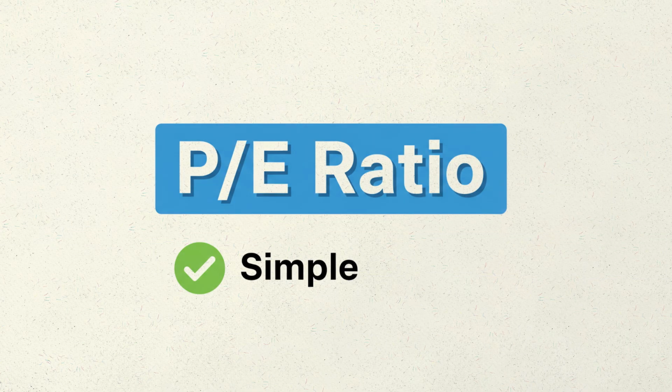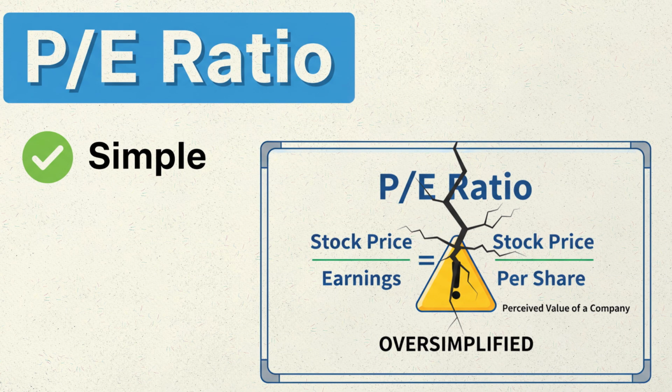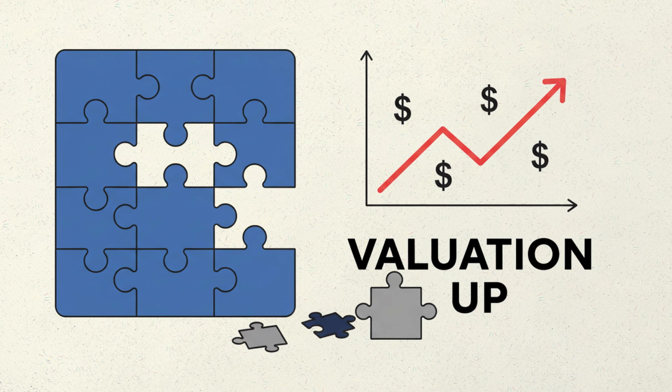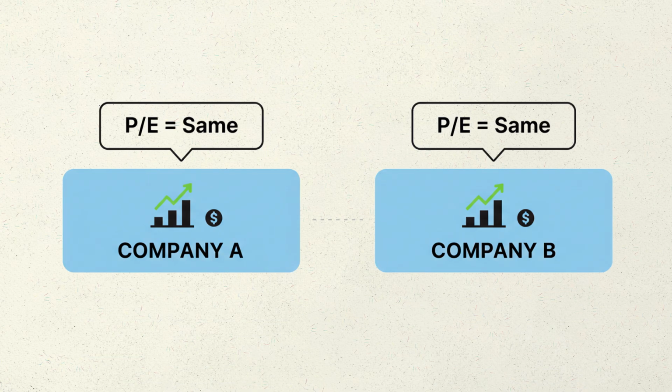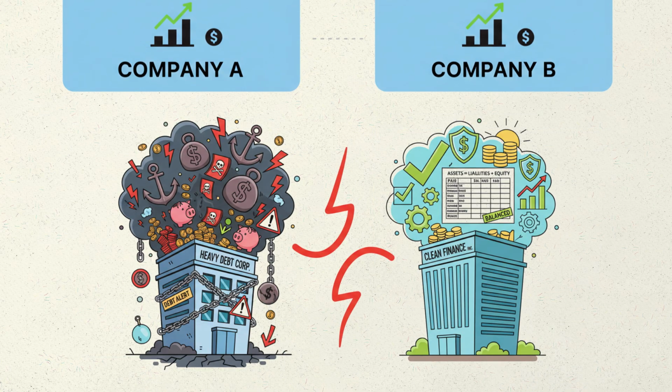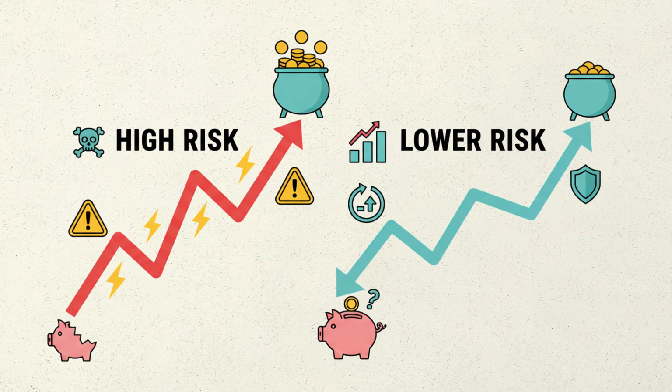The P/E ratio is popular because it's simple, but that simplicity is also its biggest weakness. It leaves out important details. For example, it doesn't tell you anything about debt. Two companies can have the same P/E, but one might be loaded with debt while the other has a strong balance sheet. From a risk standpoint, those are very different investments.